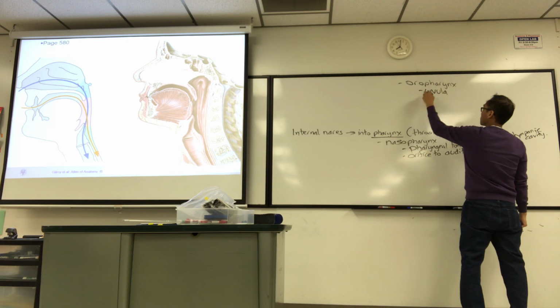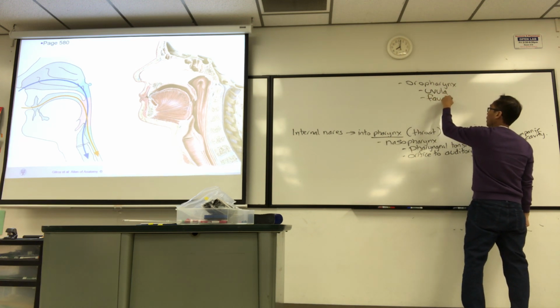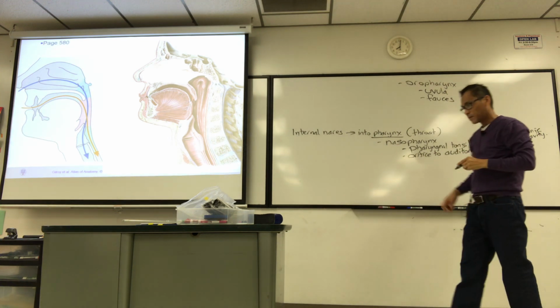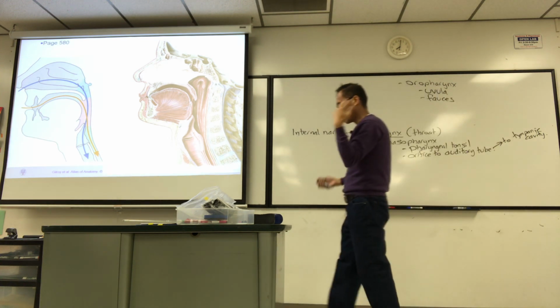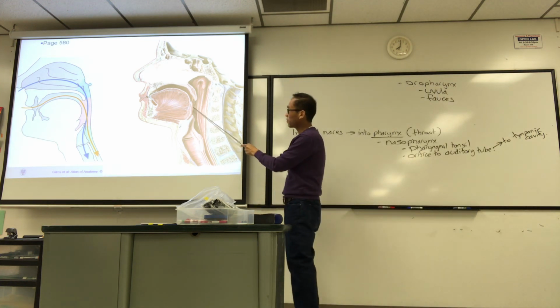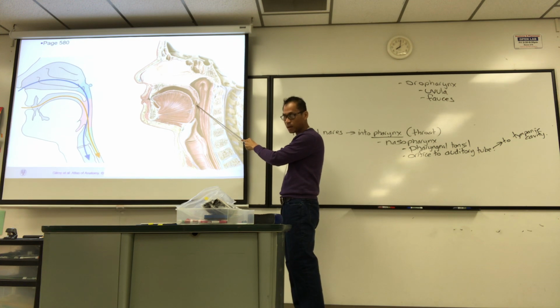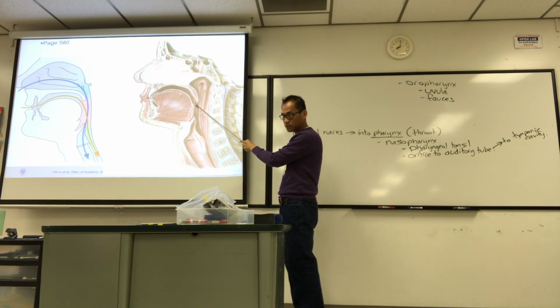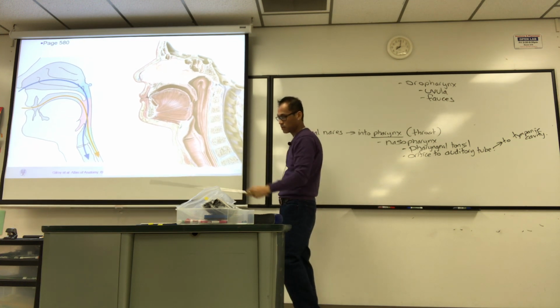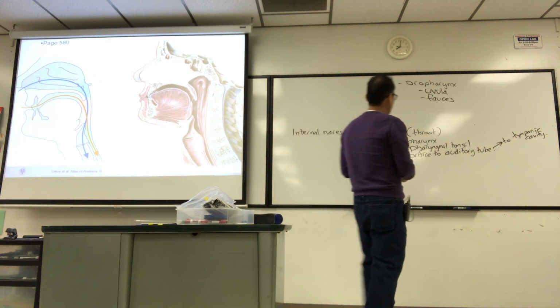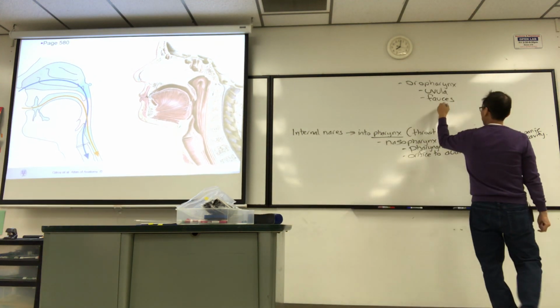So I'm just going to list them as structures to be aware of. Now the fauces, I'm not going to have you identify fauces, but I pointed them out. This little bit of tissue right there, you can look in your book. There's a piece of lymphoid tissue there, your adenoids. We call them your palatine tonsil. They're in the fauces. So I'm going to list palatine tonsils under fauces.